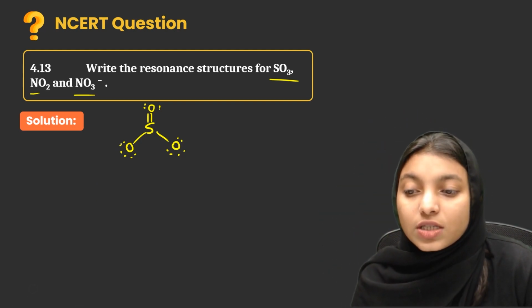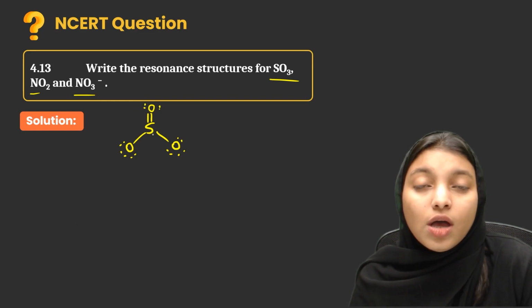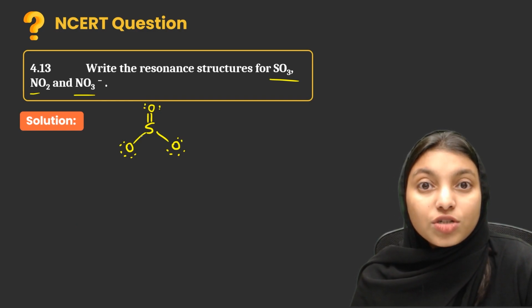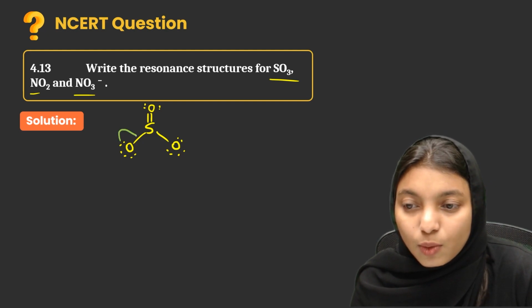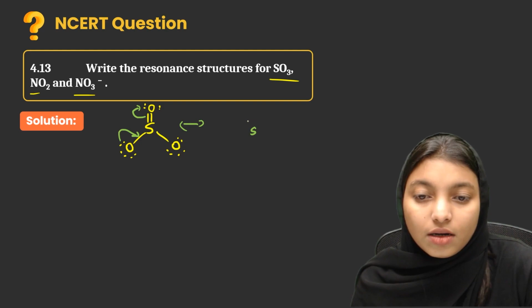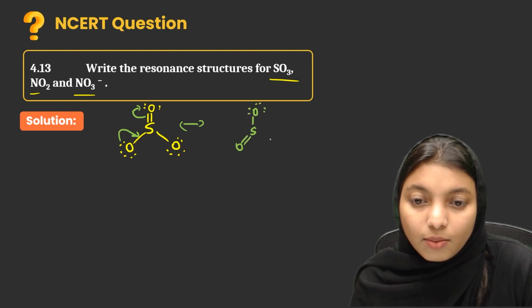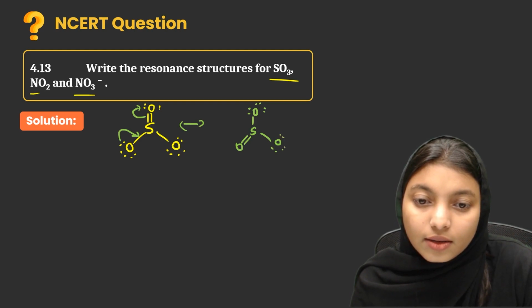There is a possibility of shifting of this lone pair to this bond, and this double bond will move here to maintain the octet of sulfur. So what will happen? This bond will shift here and this bond will go here. So what is the next structure? It will be like this. Here the double bond, here again 3 electrons.